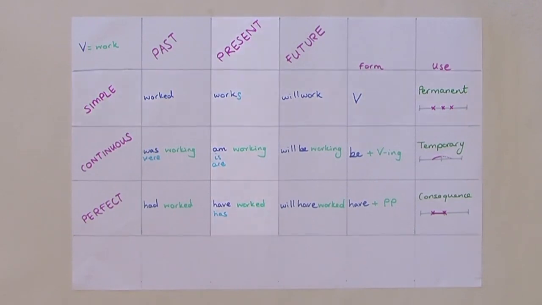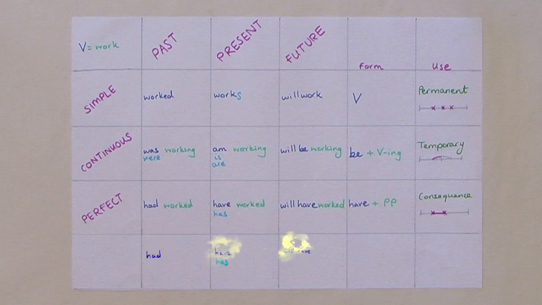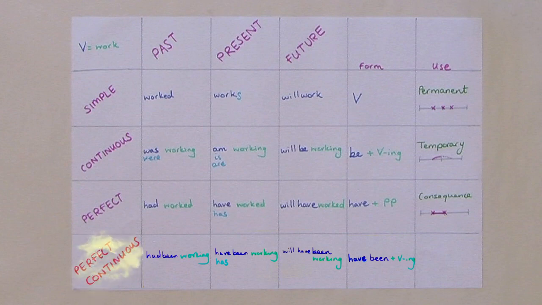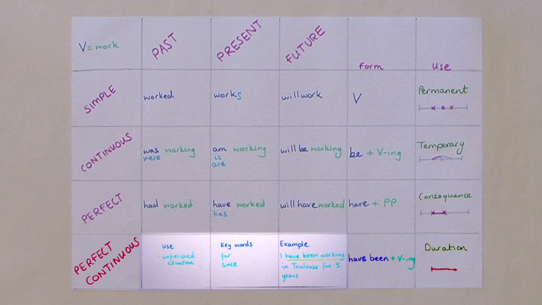We can take this table one step further. We can add a final row: have, had, have, has, will have. We add been and we add V-ing. Here we use the verb work, so been working. This gives us the perfect continuous, which we use in an unfinished situation, as you can see on the timeline. For example, I have been working in Toulouse for 5 years. We use this with keywords such as for or since.